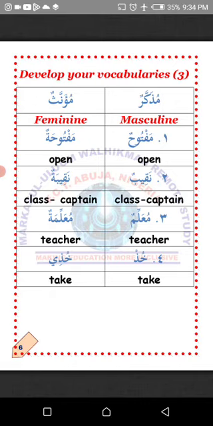ثلاثة, number 3. معلم, teacher. The مؤنث is معلمة, female teacher. هذا معلم. This is a teacher. هذه معلمة. This is a female teacher.